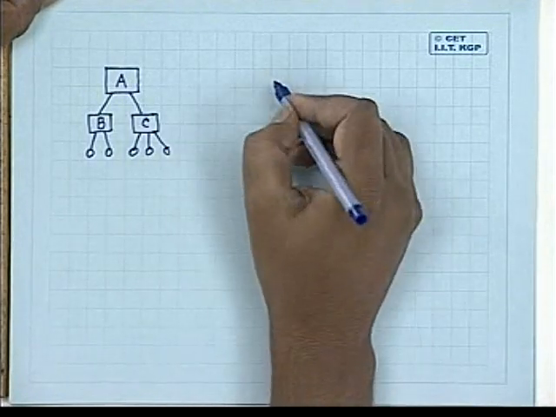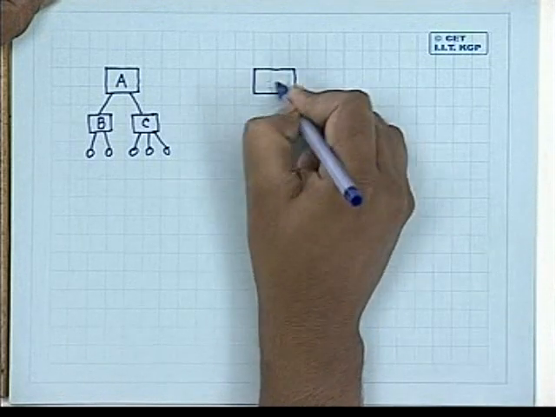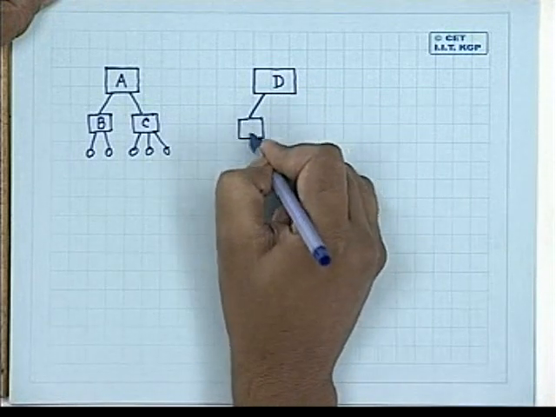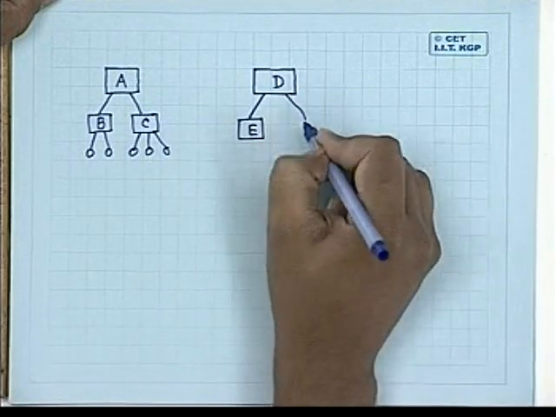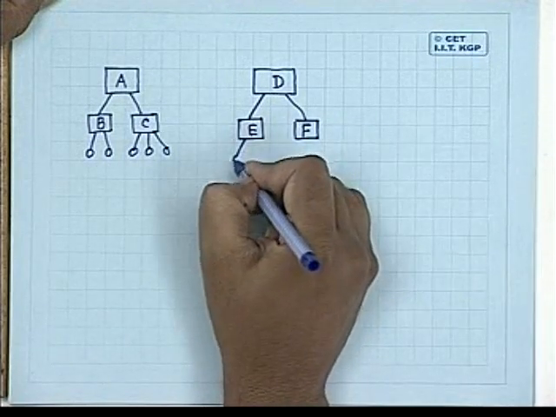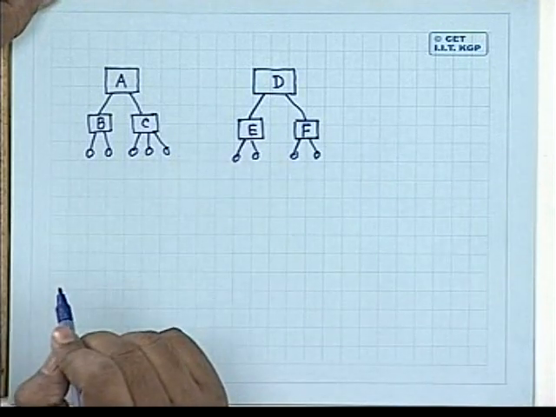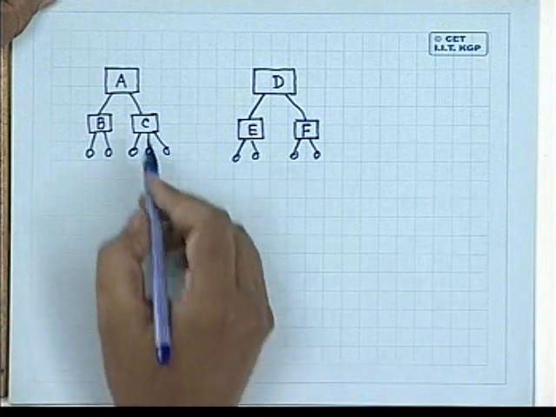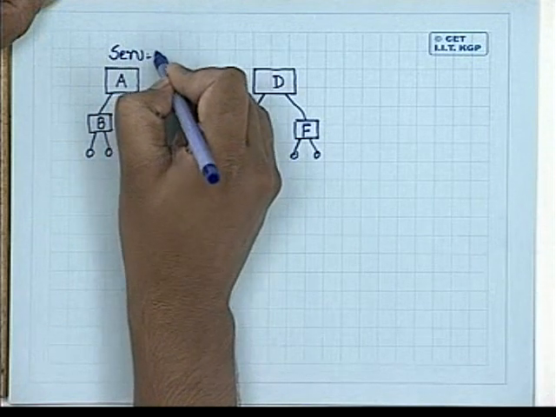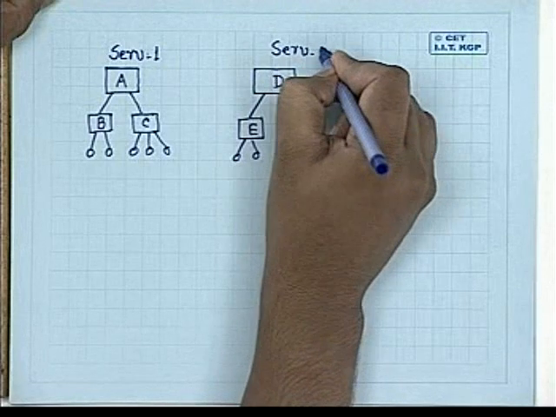The directory structure on another file server can be something like this. D, E, F, and again under E, I can have a number of files or directories. Under F again, I can have a number of files or directories. So this is the directory structure on say server 1, and this is the directory structure on server 2.